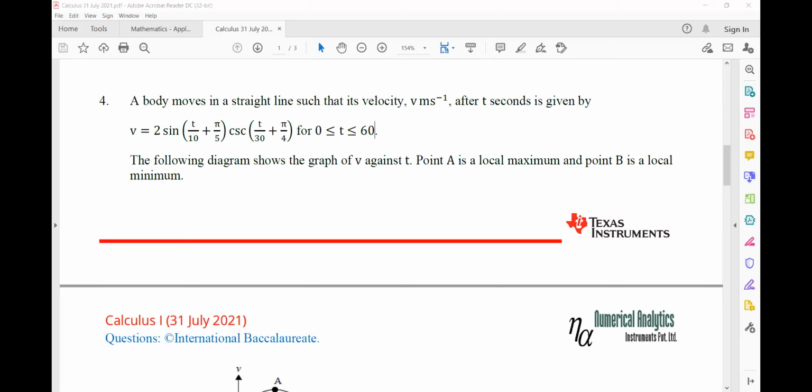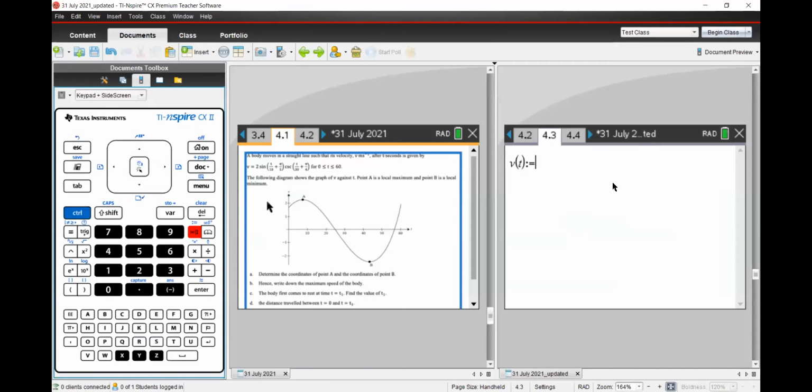Hassan, please share the screen. I think the calculator is not visible. Oh, I'm so sorry. I didn't write much. So yeah, now the calculator will be visible for everyone.